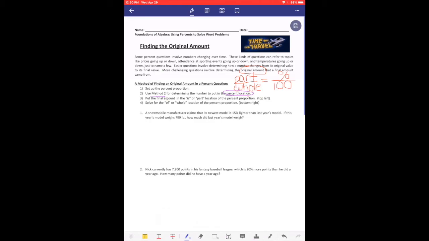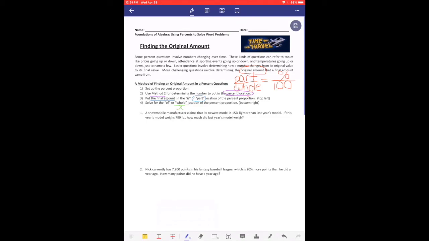Number 3, put the final amount in the "is" or the part location of the percent proportion, which is the top left. In this case, I'm using the part in my fraction. Number 4, solve for the "of" or the whole location in the percent proportion. When I'm solving for that and I don't know what it is, I'm going to make that x. So I know that will always be my variable in the bottom right corner. So let's try some practice questions.